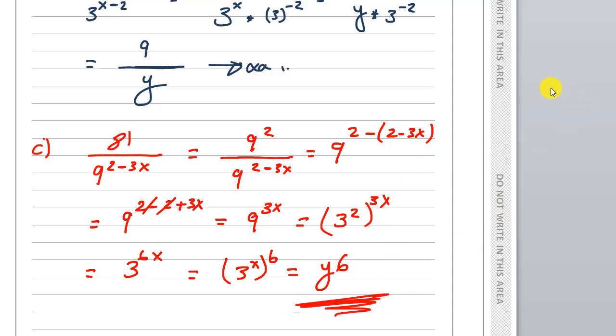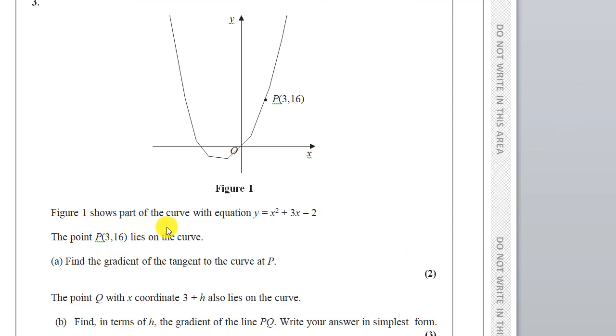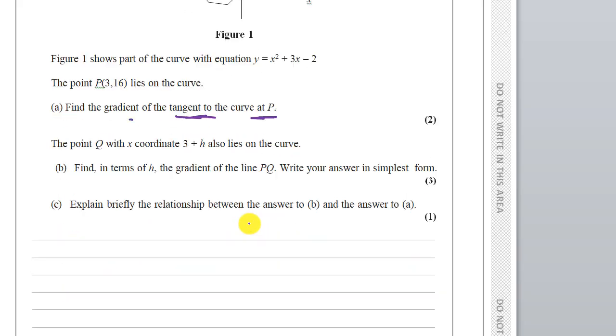Let us go ahead to another one. Figure 1 shows part of the curve with equation y equal to x squared plus 3x minus 2. The point B, 3 and 16 lies on the curve. Find the gradient of the tangent to the curve at B. Tangent to the curve means dy by dx. So the gradient of the tangent to the curve means dy by dx at point 3 and 16.